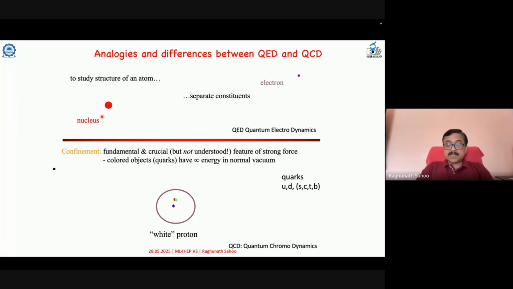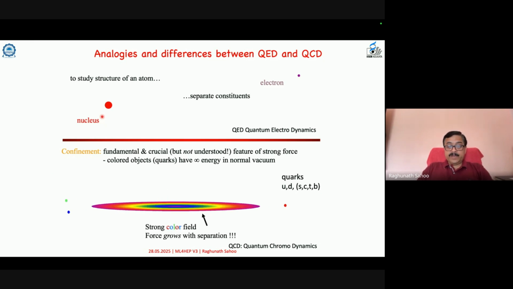And I should mention that this color has nothing to do with the real color. This is an intrinsic property, the quantum number associated with quarks. So once I go ahead in separating these quarks, the color field will increase. This will grow with separation. This essentially follows from the fundamental principle of the QCD potential.